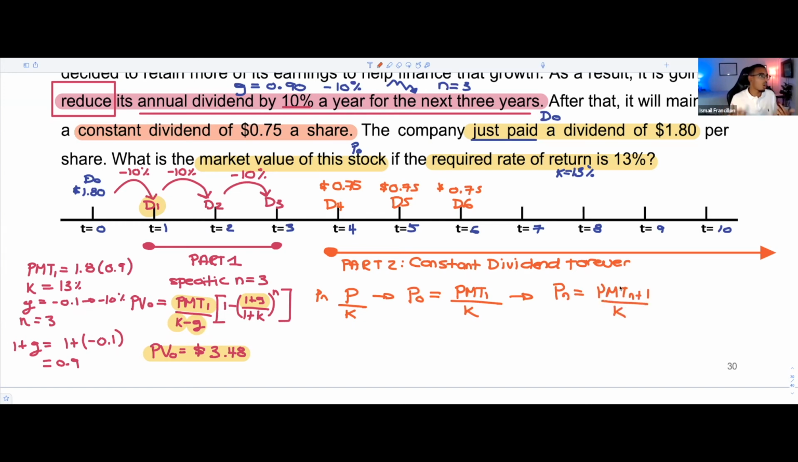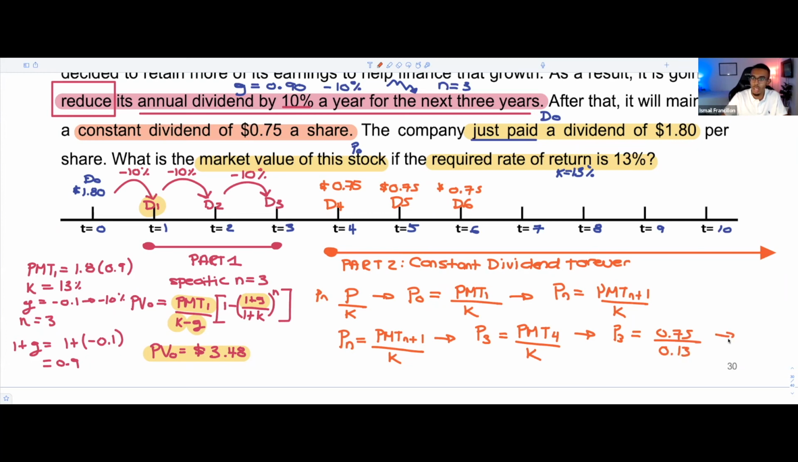What I'm trying to say is that these are all the same thing, right? We have this constant payment that's not changing forever, and we have our K. So in order for us to find the present value of this, you simply have to take that constant payment and divide it over K. So in this case, our Pn will be equal to, once again, payment n plus 1 over K. Therefore, we know that P3 will be equal to payment 4 over K, such that we know that P3 will be equal to 0.75 over 0.13.